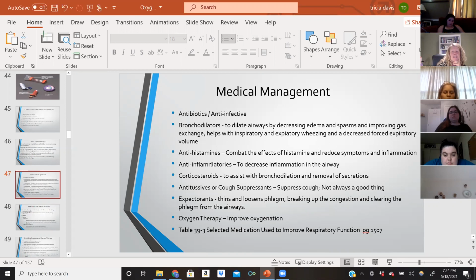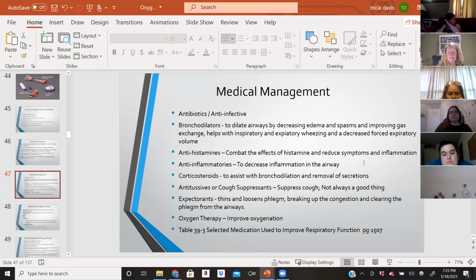We're going to give antihistamines. These help to combat the effects of histamine and reduce symptoms of inflammation. We know when histamines are released in our body, it causes inflammation. So antihistamines are going to bring down the inflammation, if it's an asthma attack, something like that. We're going to give anti-inflammatories to decrease inflammation in the airway. Corticosteroids are going to assist with bronchodilation, and they're going to help remove the secretions. It's going to decrease inflammation.